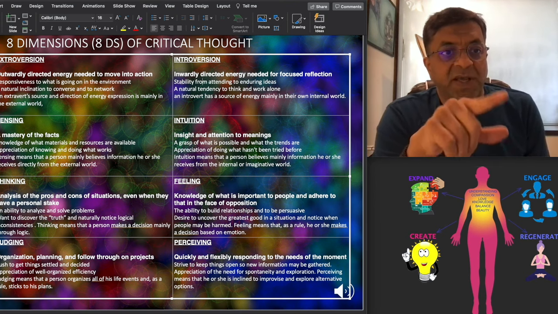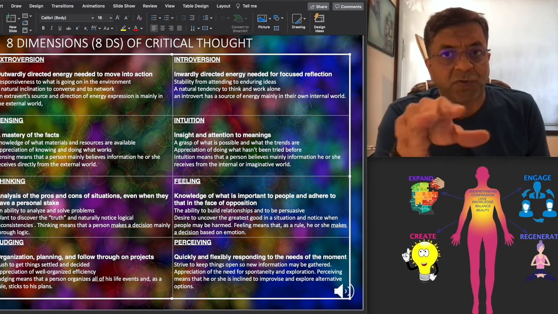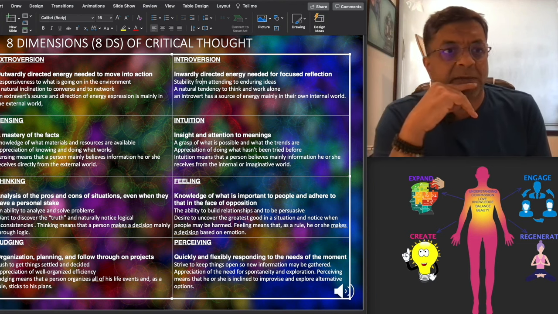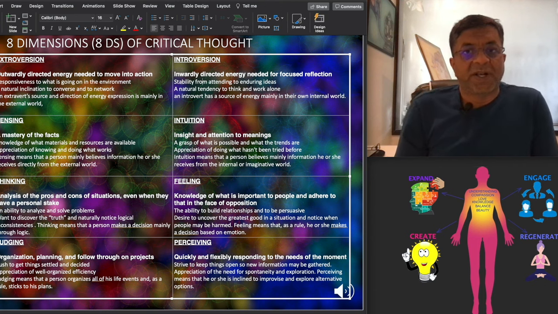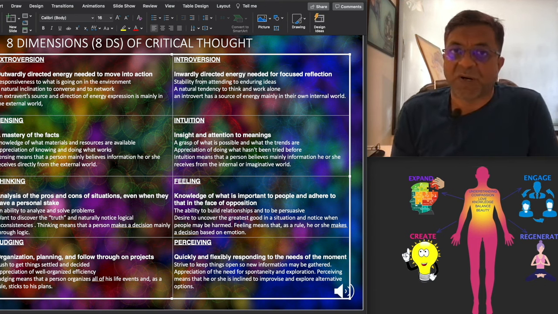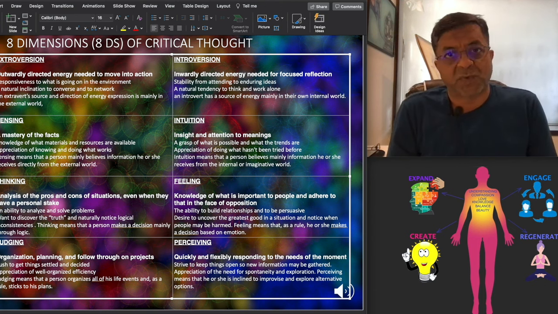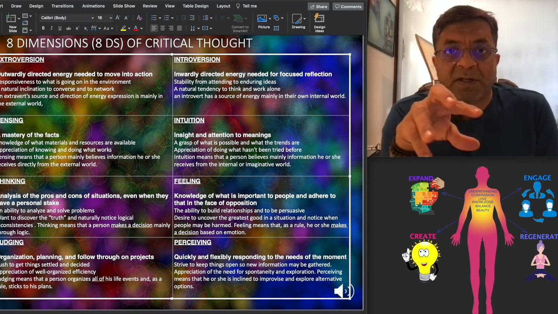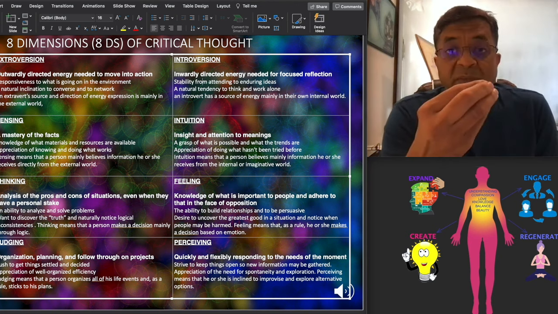So what does it mean? We have the first 2. Let's go through them one by one, and then we'll dissect them as we go along. That's easier. Extroversion and introversion. This is the simplest one to understand. We all know about extroverts and introverts. What are they in terms of critical thinking? What do they mean really?